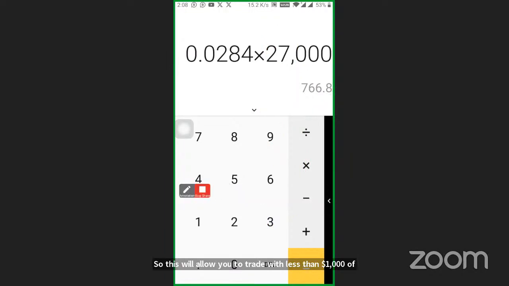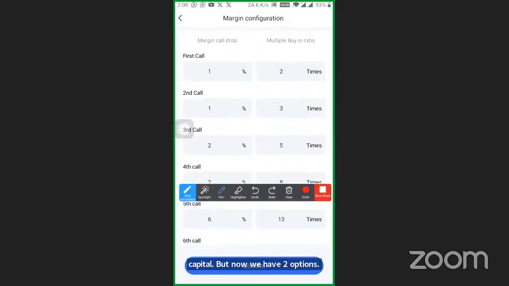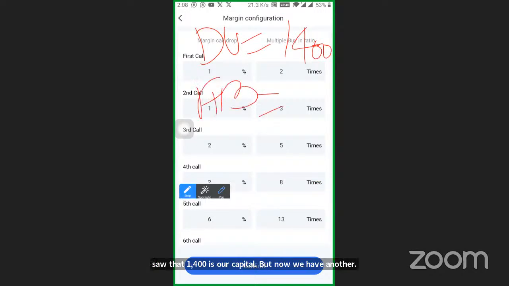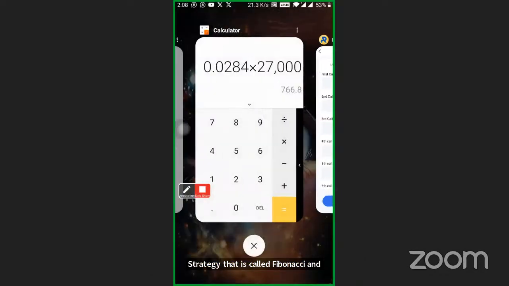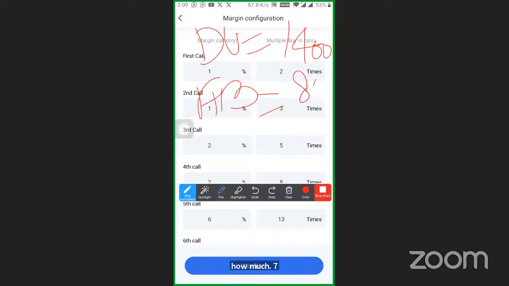So now we have 2 options. I hope you are now happier than before, because in the double up strategy, we saw that 1,400 is our capital. But now we have another strategy that is called Fibonacci, and that requires only how much? 766. Say we say around 800. If you have less than $800, you can trade with Fibonacci.